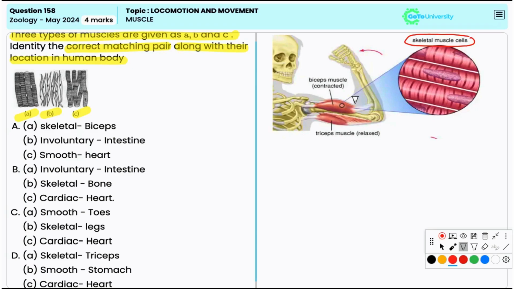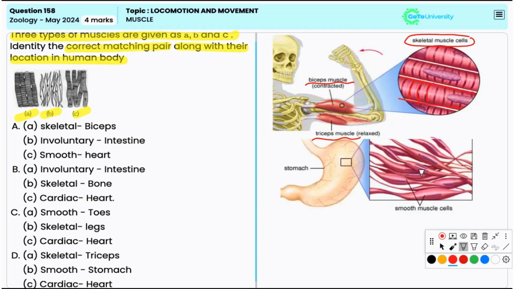And in typical muscles such as triceps and biceps, striated muscle fibers are bundled together in a parallel fashion. B represents smooth muscle fibers which are present in the wall of the internal organs such as blood vessels, stomach, and intestine.